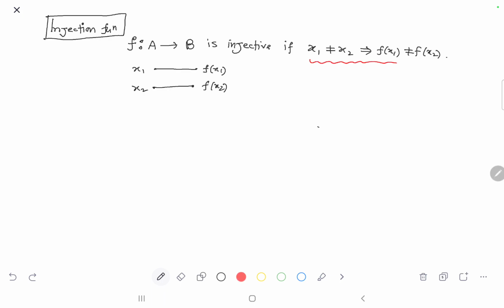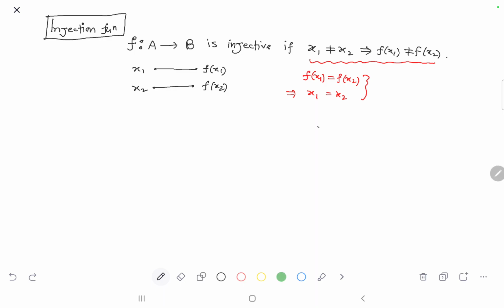This expression you can write a different way. You can start with f of x1 equal to f of x2, and check if this implies x1 equal to x2. Then it is the same thing. Most of the time we will use this to check whether a function is injective. We consider f of x1 equal to f of x2, then check x1 equal to x2. If we can show x1 equal to x2, then we say the function is injective.